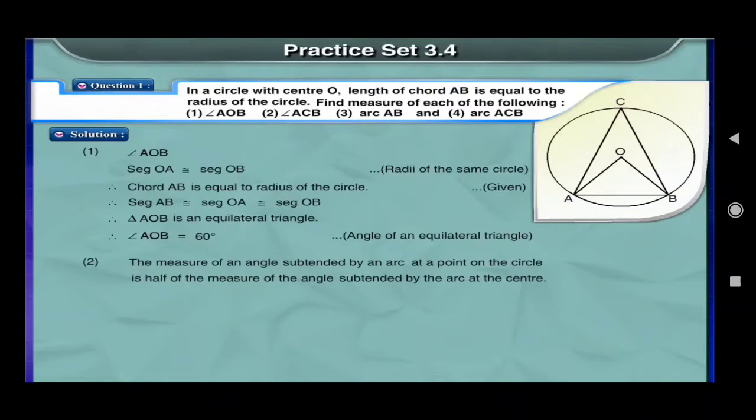In the figure, arc AB subtends angle AOB at the center and angle ACB at a point on the circle. Therefore, angle ACB is equal to half angle AOB, which is equal to 1/2 into 60 degree, that is equal to 30 degree. Therefore, angle ACB is equal to 30 degree.